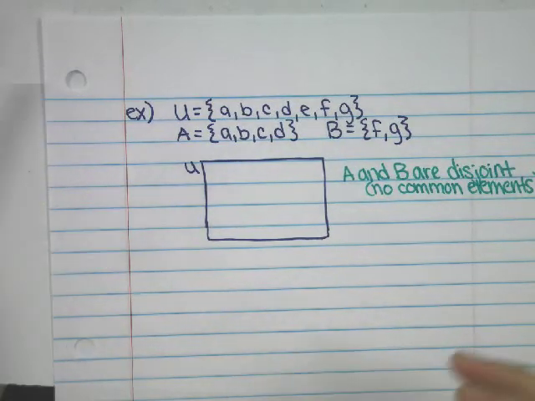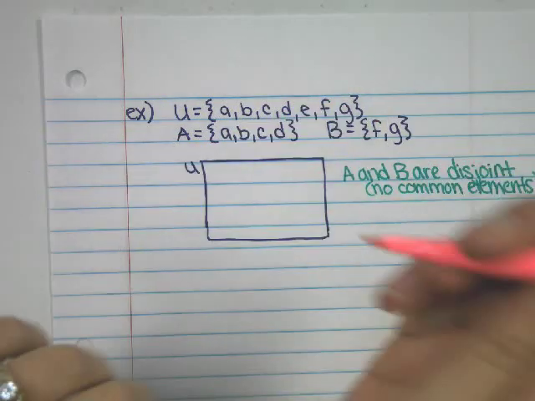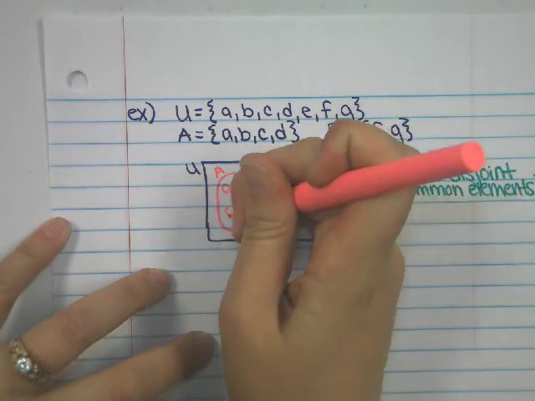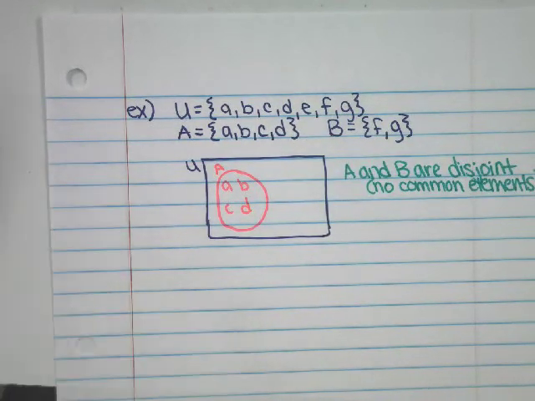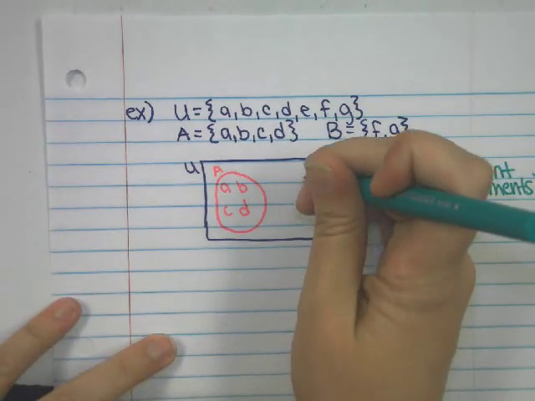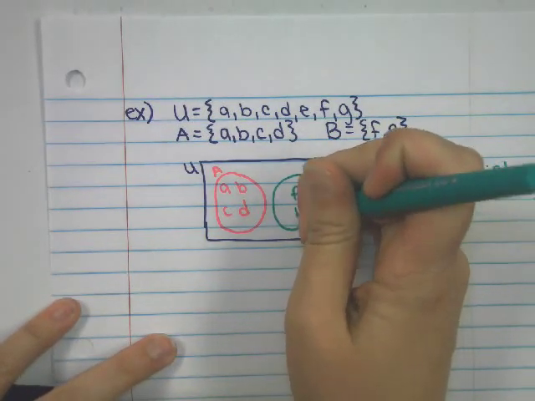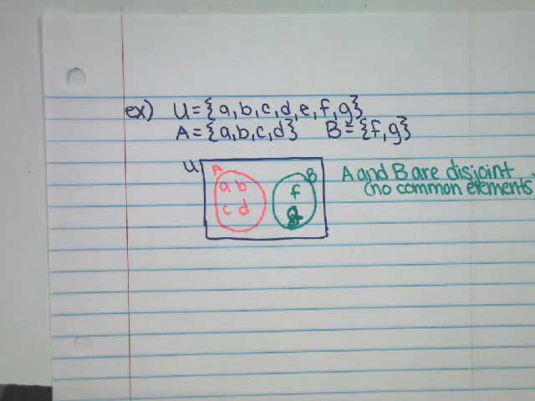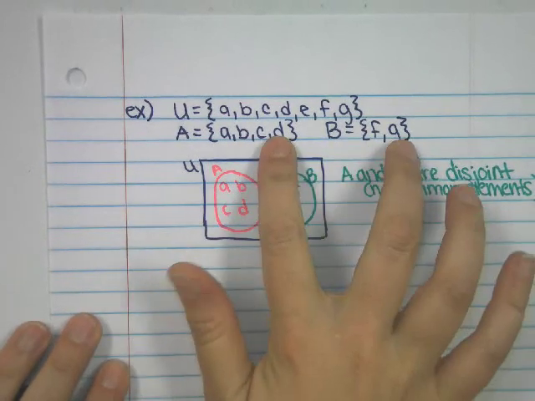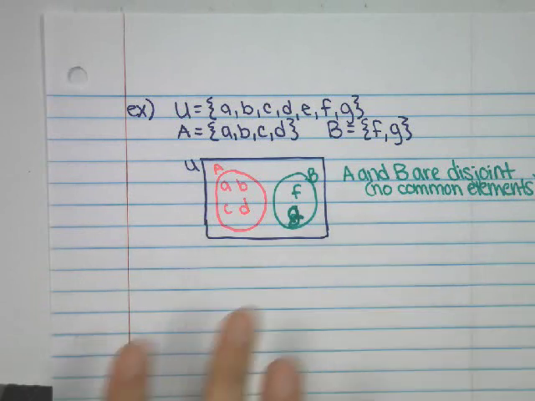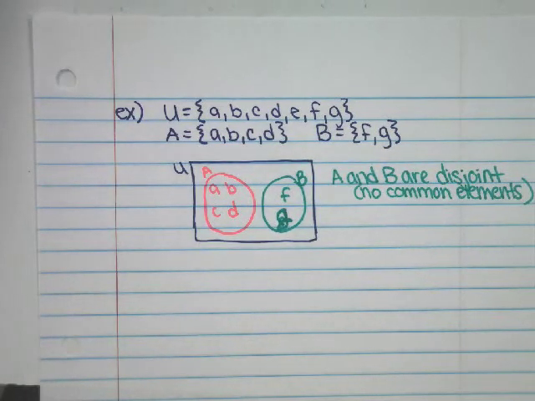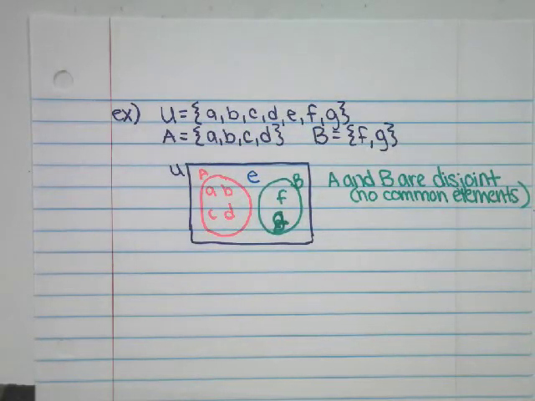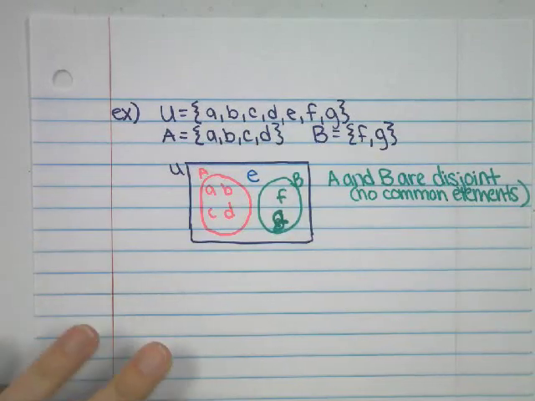Okay? They are disjoint. They have no common elements. So whenever I draw my A circle here, and I put A, B, C, and D in it, my B circle doesn't need to overlap A at all because they don't have any common elements. So F and G are in the B set. A and B don't share anything, so they don't need to share any space. They're disjoint. They have no common elements. And then I think there's a letter missing. E needs to be in the universal set, but it's not in A and it's also not in B.